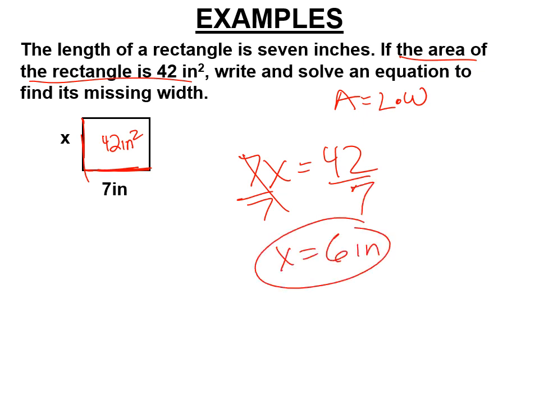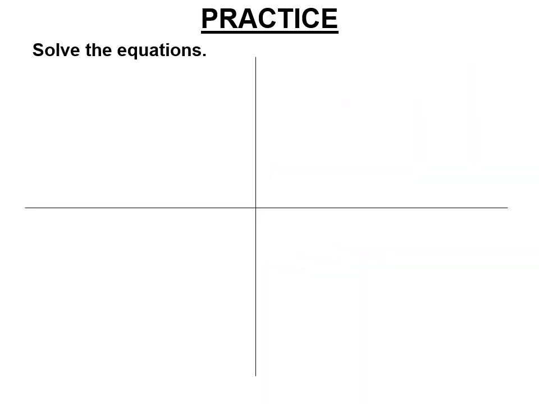Now please, the sides are in inches. All right, the area is in square inches. Areas are always in square units, square feet, square yards, square inches. But sides are in regular inches. All right, let's practice. Divide both sides by negative 9, and x equals 9 times 7 is 63, positive 7.